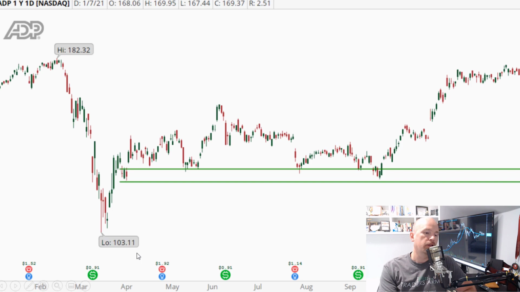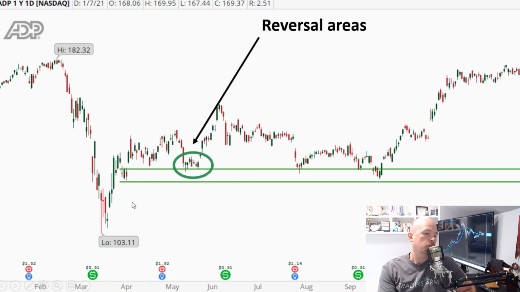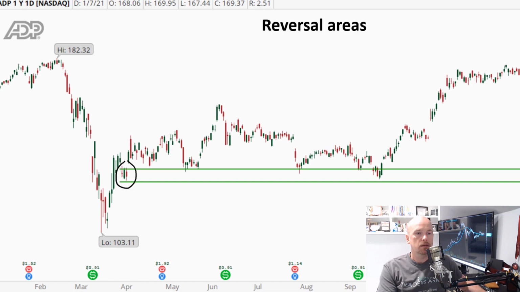So here's an example of a long position, right? If I look at this ADP trade, we can see we've got a little bit of sideways price action at the origin of the move. The origin of the move is this area right here, which caused price to rally straight up out of that level. That was the origin of the move.